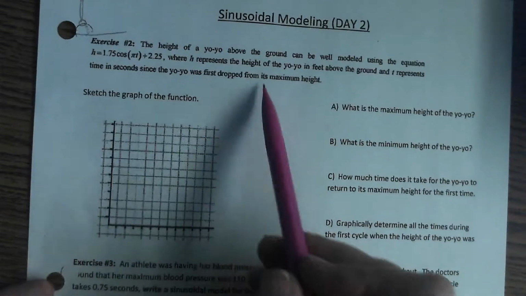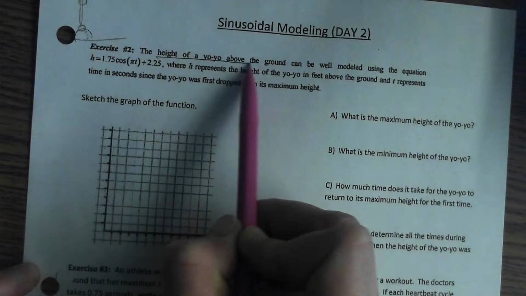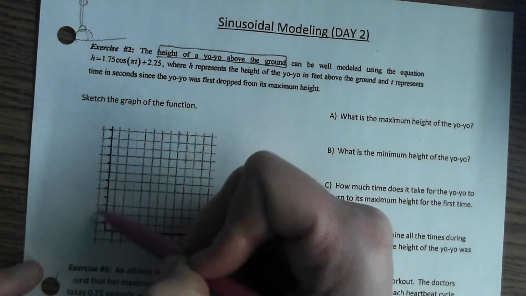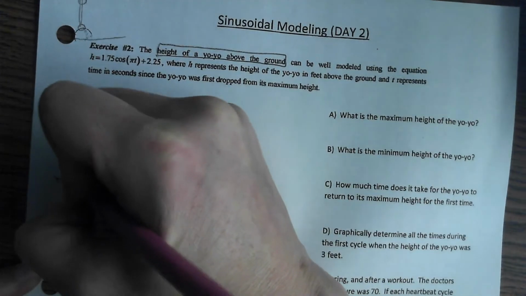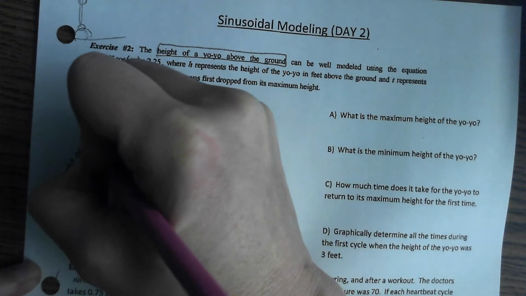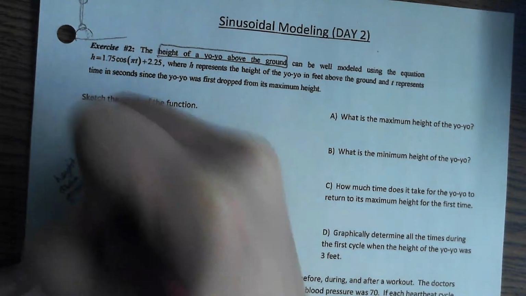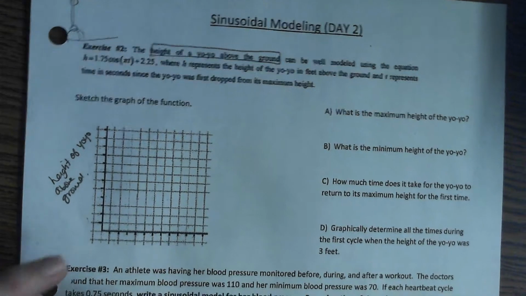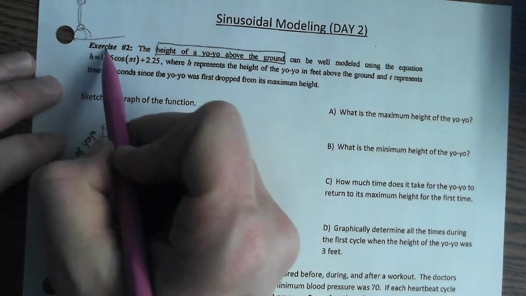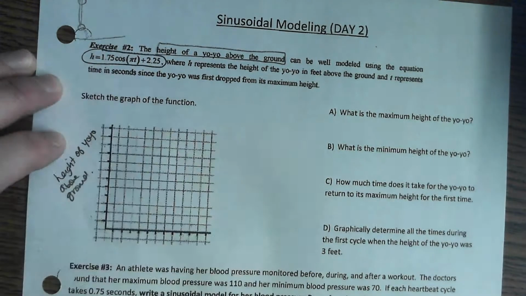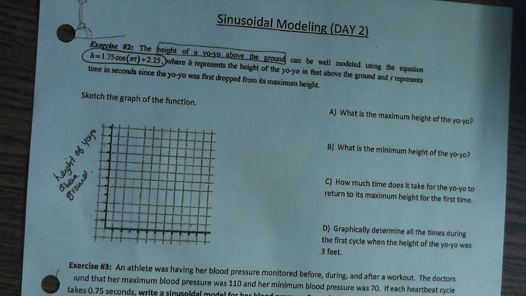So they tell us that the height of a yo-yo above the ground, that's your y-axis, can be well modeled using the equation, and they're actually giving us the equation, where h represents the height of the yo-yo in feet above the ground.